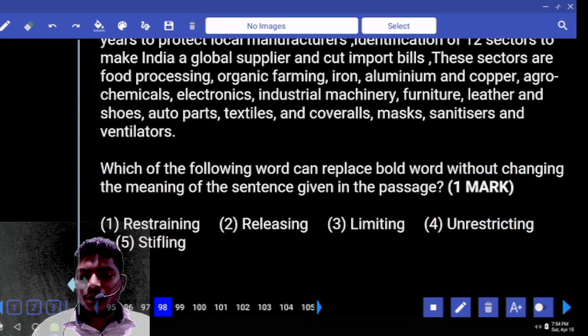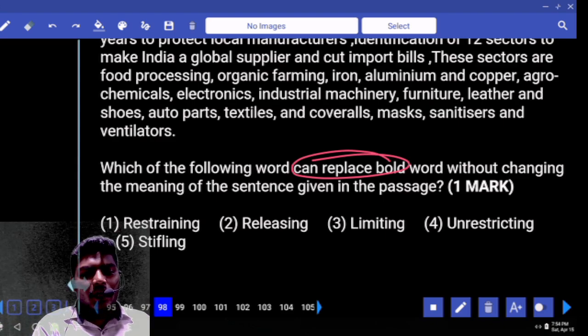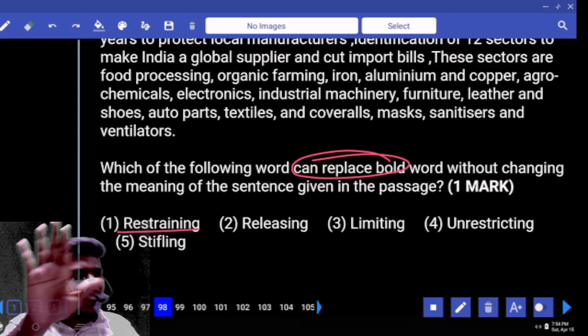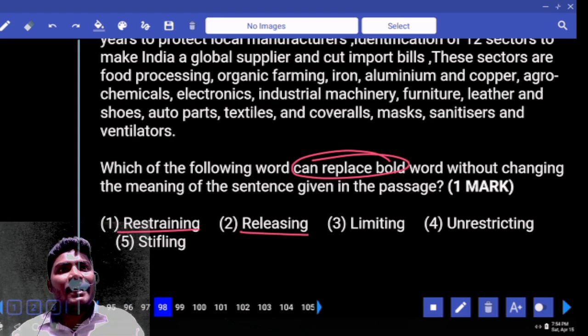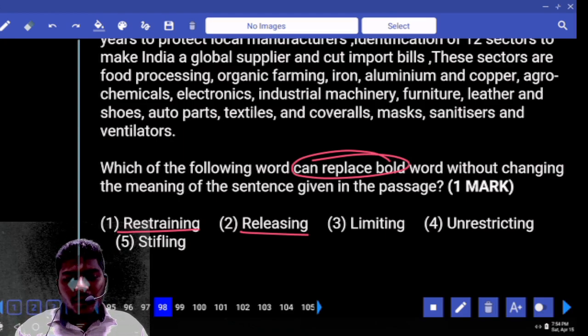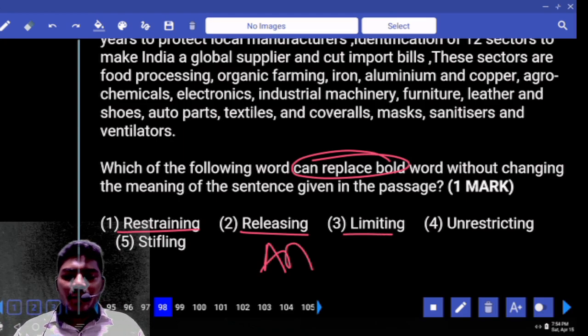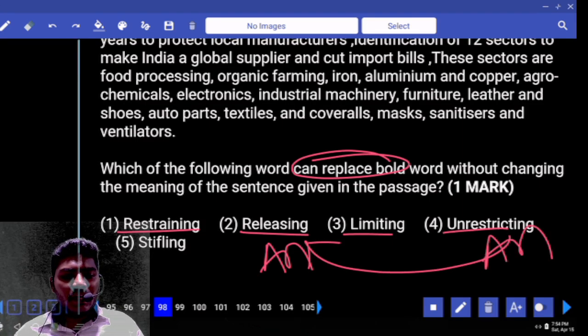Okay. Now look at the options. We need a replacement. Replacement in the sense synonym. Look at the option. First one. Restrain in the sense stop. Can we use this or not? Yes. Another one is what here? Release. Release is to start something or stop something? Stop. So release is to start. So it can be only used with the antonym. Limiting, okay. Unrestricted and releasing, again both of them are antonyms.